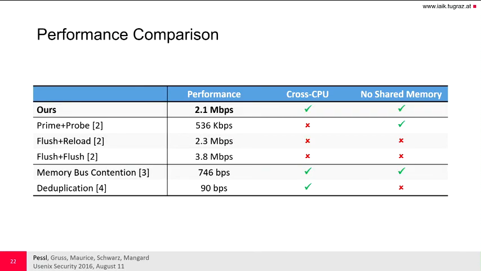And these numbers fare quite well when we compare them to previously proposed covert channels. When compared to the cache-based attacks, which are in the middle part of this section, you can see that our attack is about as fast as cache-based covert channels, and it is also faster than the one using Prime+Probe, which is the only one that does not require shared memory.